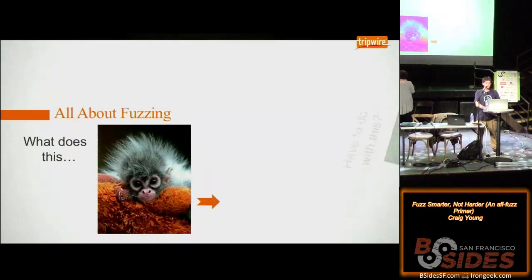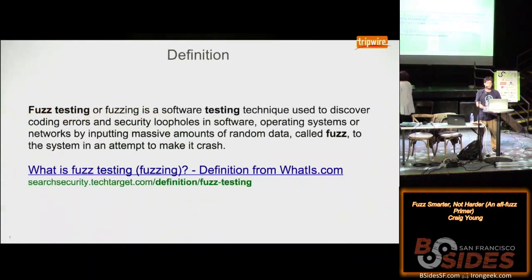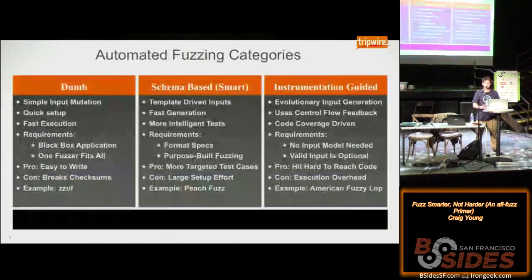So, what is fuzzing? Fuzzing, at a general level, is the concept of mutating input, passing it into some process, and looking for it to break. There are a couple categories of automated fuzzing that we'll go over very quickly. You have dumb fuzzers like ZZUF. Basically, what you're talking about here is just blindly mutating a file and hoping for crashes to come out.